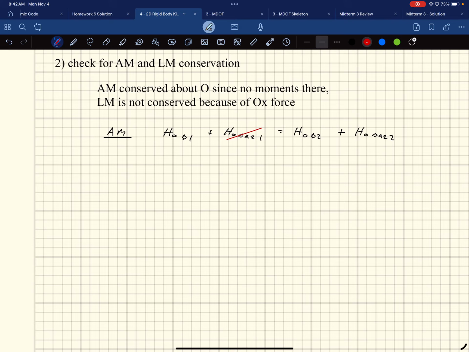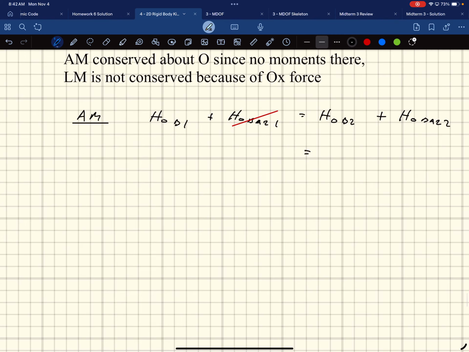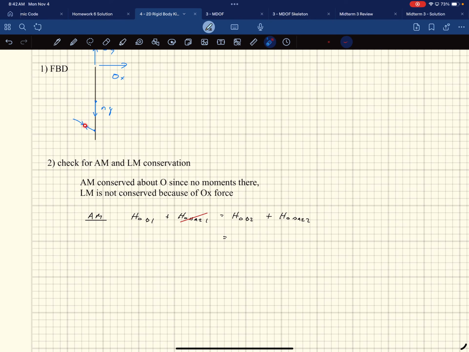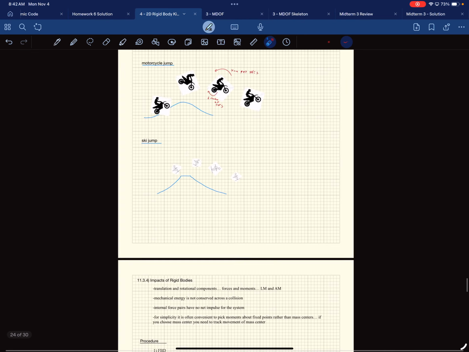Now at this point we'll expand it to see what those equations actually are, since we haven't written them down yet. Let's do the left-hand side first. HO of B1: B1 is just a particle, so it has no angular momentum about its own mass center. The only component it's going to have is R cross M VG.